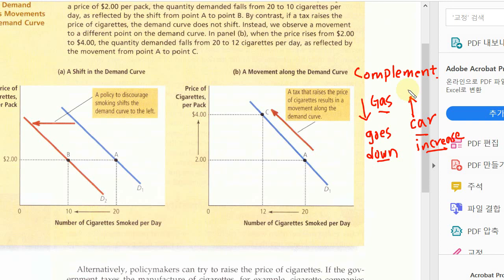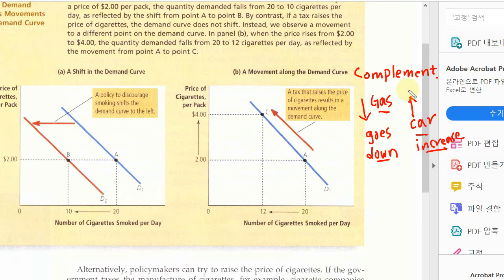Okay, this is a complement. We will have lots of complements except this. Once the gas price goes down, you might have more demand for cars because gas is cheap. You have no burden of driving a car, right? In this case, we call the relation between the two a complement.